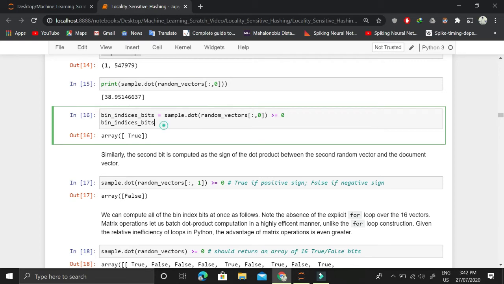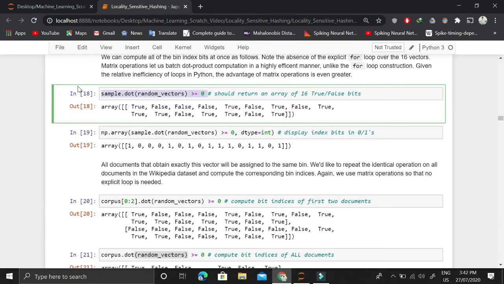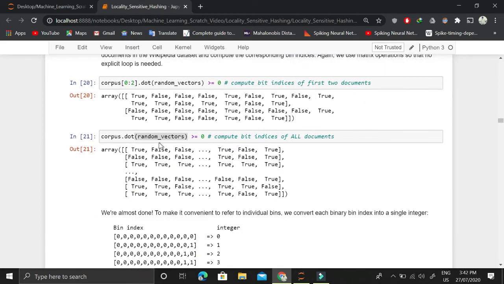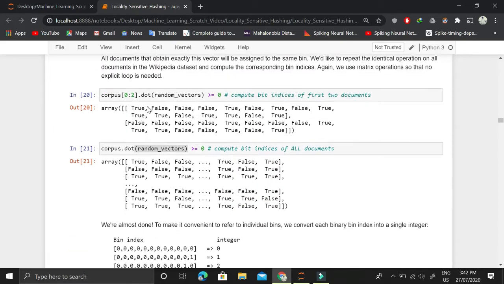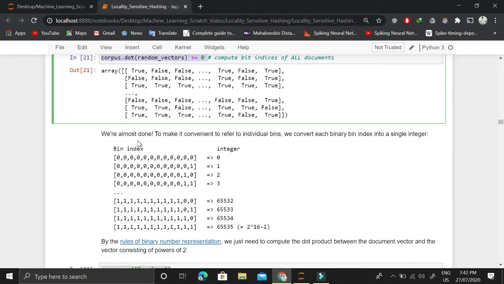If it is positive, then we store the true value. If it is negative, then we store the false value. Then this is done for all of the vectors for the single sample. This is where we are doing it for a single sample; we will do it for all of the Wikipedia documents. Once we have done it, the result is stored in the form of binary indices.